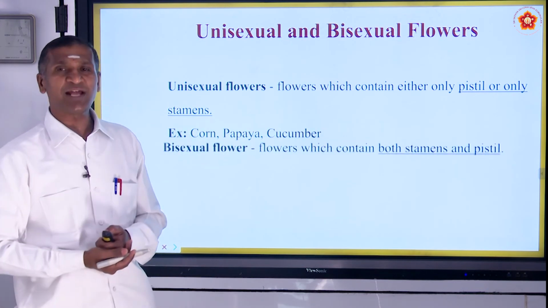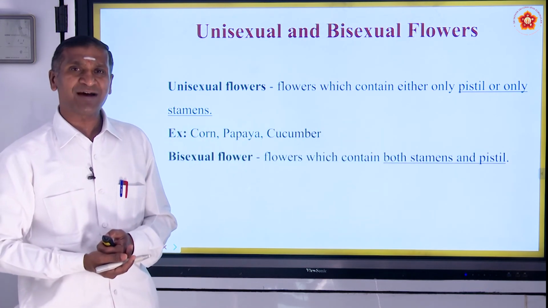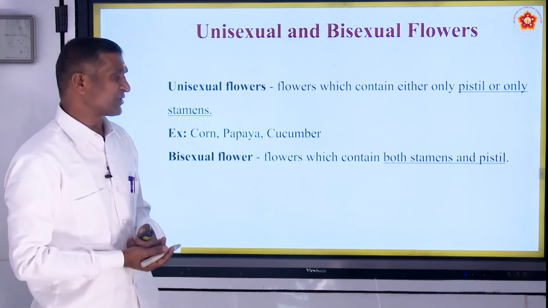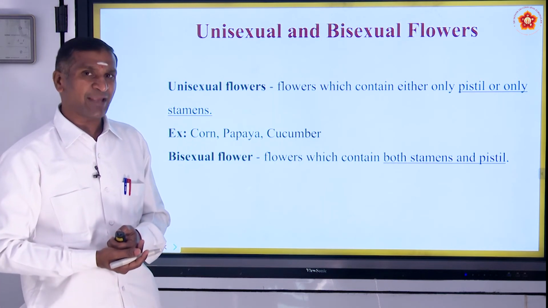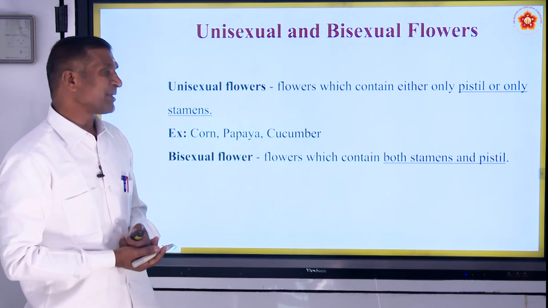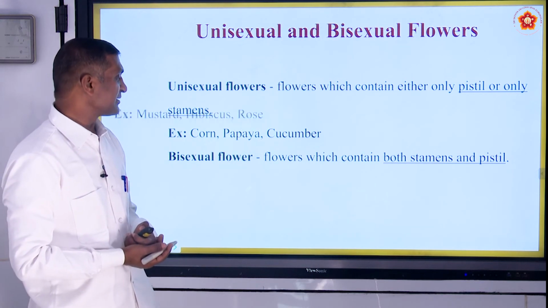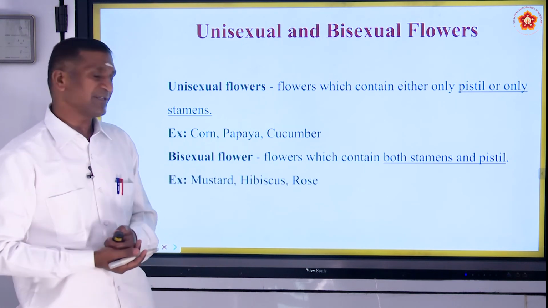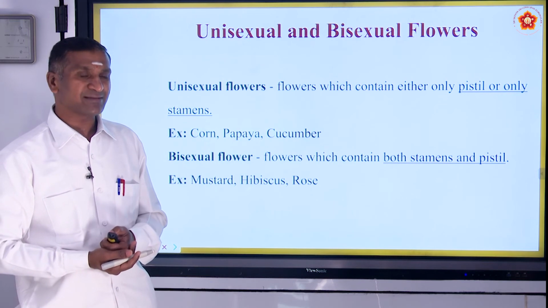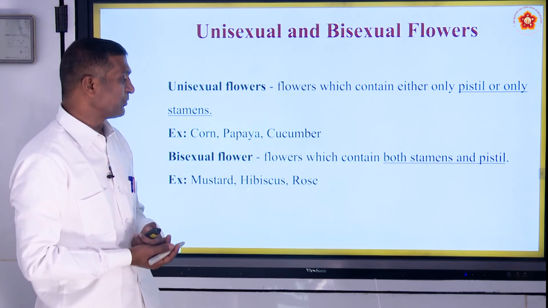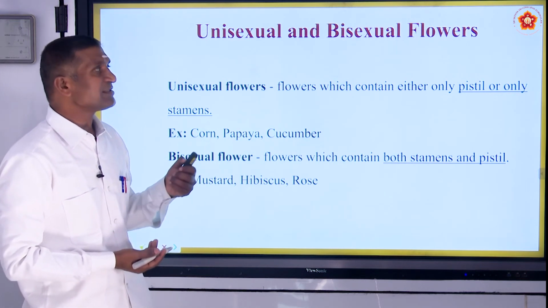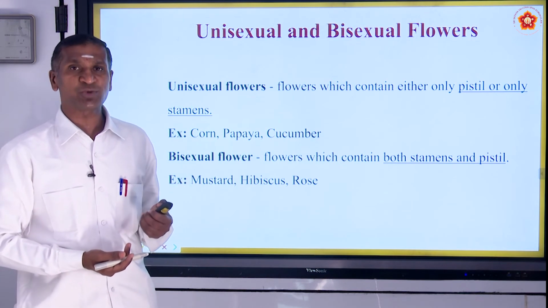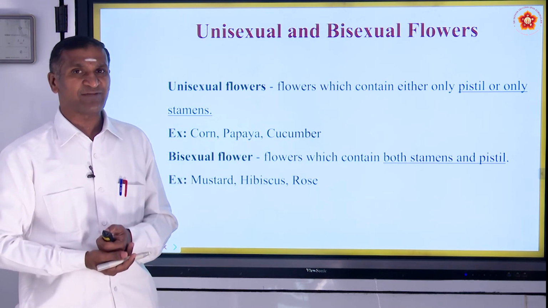Bisexual flowers are a group of flowers which have both the stamen as well as the pistil in them. Examples are the mustard, the hibiscus, the rose, and a few more. This is about unisexual and bisexual flowers.